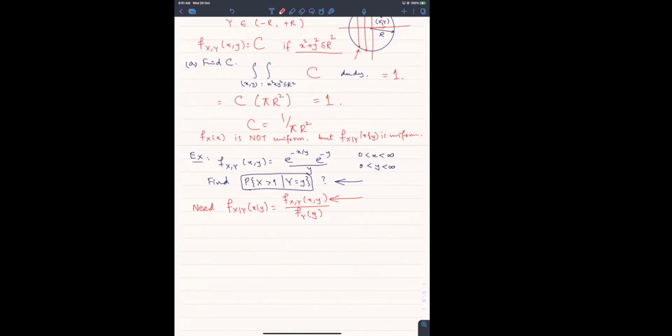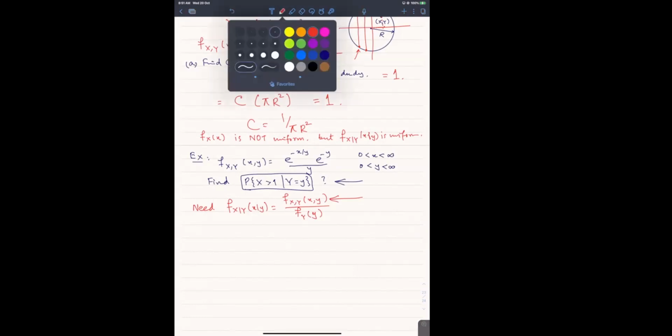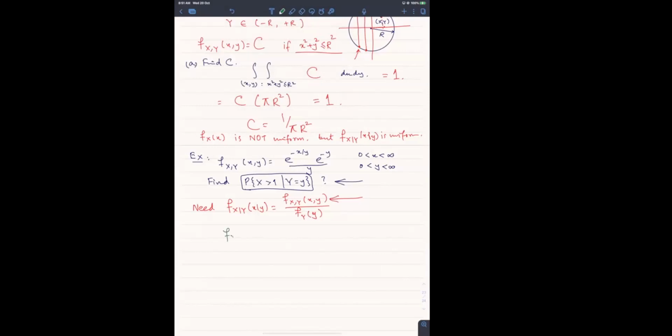How do I find the marginal of y? In order to find the marginal of y, consider that f y of y is equal to, how do I find that? Integrate out x from the joint. जॉइंट में से x को integrate out कर दें, x going from 0 to infinity, e to the minus x over y, e to the minus y over y dx. This should give you the marginal of y.